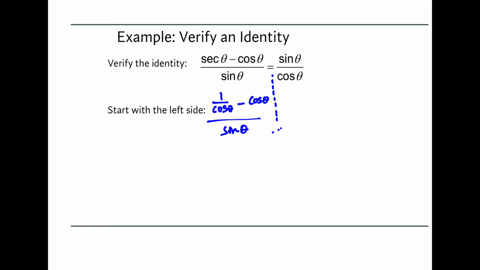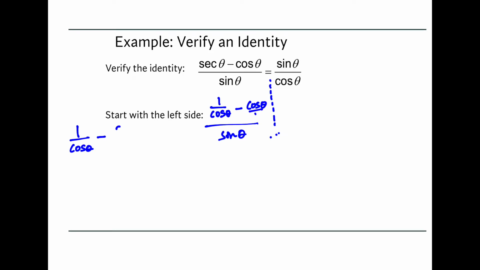Let's see about combining those two on the top there. I think maybe if I combine them, I might be able to see something. So I'm going to do this off to the side here. 1 over cosine minus cosine theta. Let's get a common denominator. To do that, I've got to multiply, this is over 1, the top and the bottom by cosine. So that gives me cosine squared theta over cosine. So notice that I've just introduced another cosine on top.